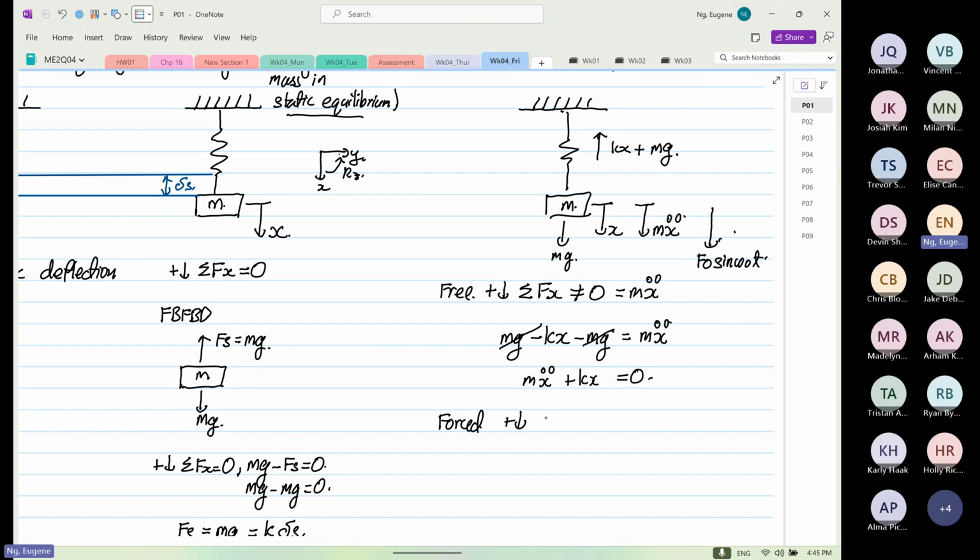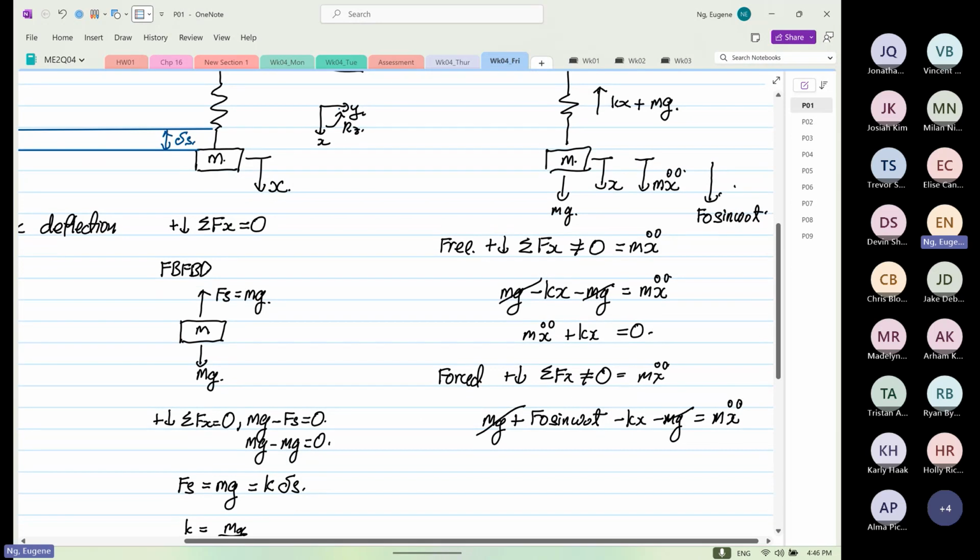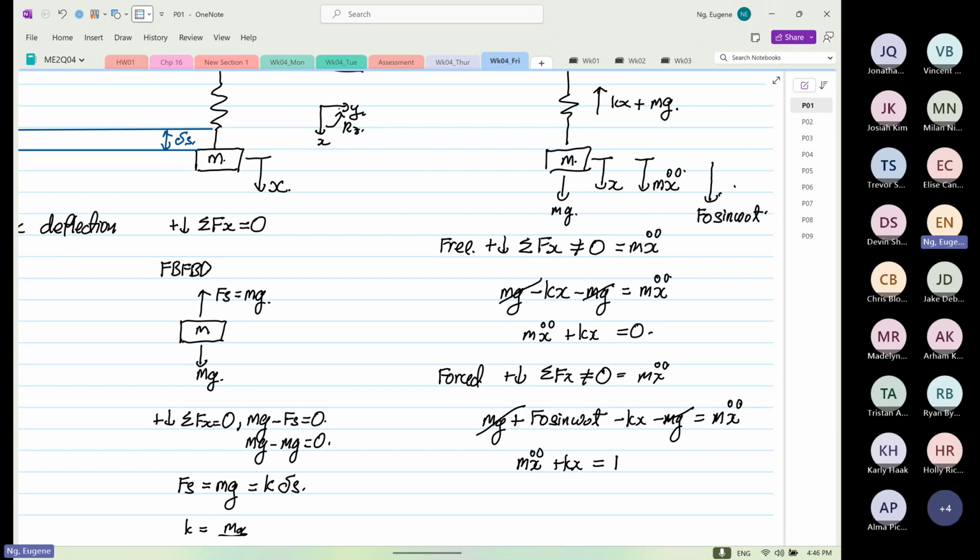again, the summation of forces in x is not equal to 0, it is equal to mx double dot. Then this will look like, I hope this is correct, mg plus F naught sine omega naught t minus kx minus mg, the whole thing equal to mx double dot. You cancel this, and mx double dot plus kx is equal to F naught sine omega naught t.